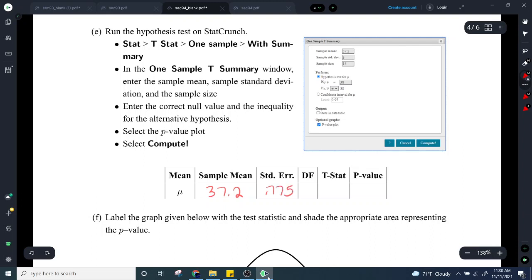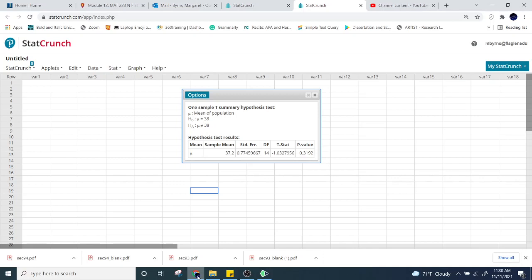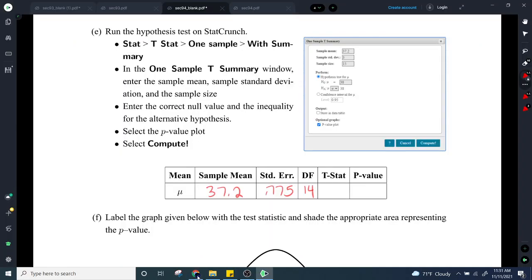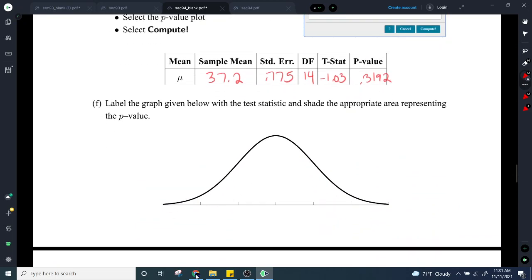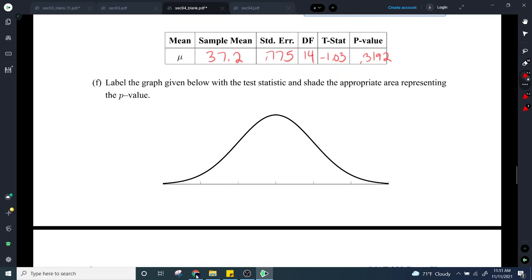My degrees of freedom was 14, and my t statistic was negative 1.03. And then my p-value is 0.3192. All right, so what do you think about that p-value? Is that small? It's about 32%. It says label the graph with the given test statistic and shade the appropriate area.